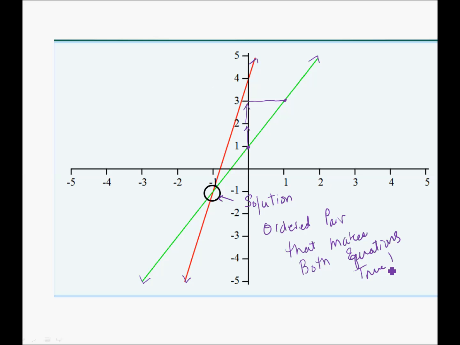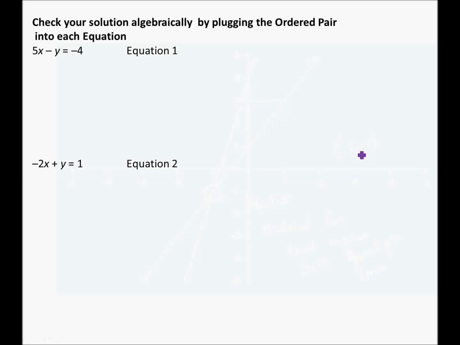I can always check my work. I can check my work algebraically. So I know my ordered pair is -1, -1. I can plug that ordered pair into both equations to see if it gives me a true statement. So let's check that out. I have my first original equation, 5x minus y equals -4, and I have my second equation, -2x plus y equals 1. Let's plug in the ordered pair.